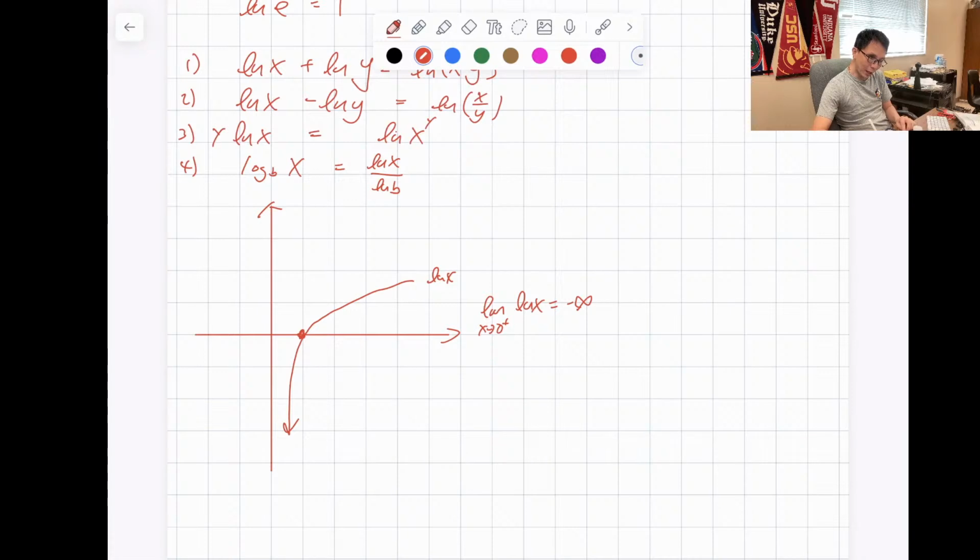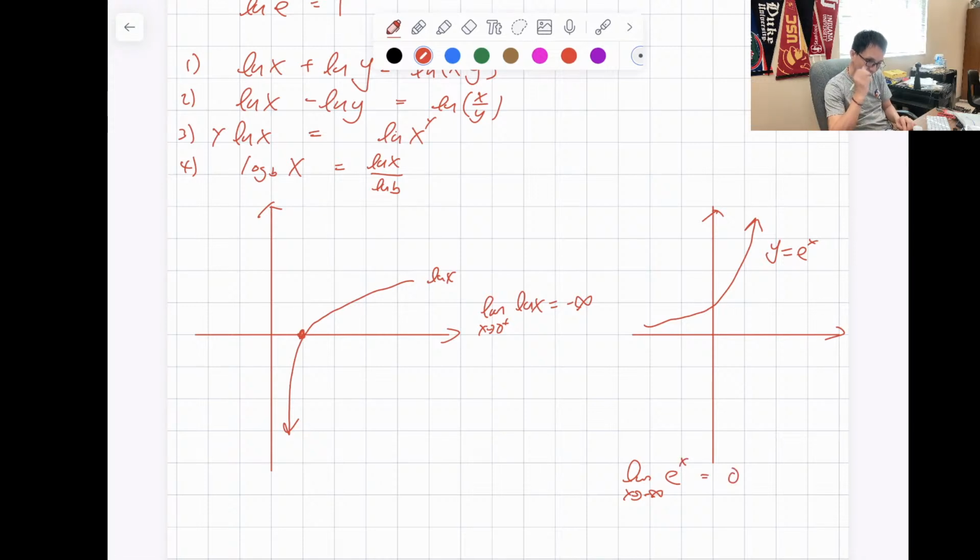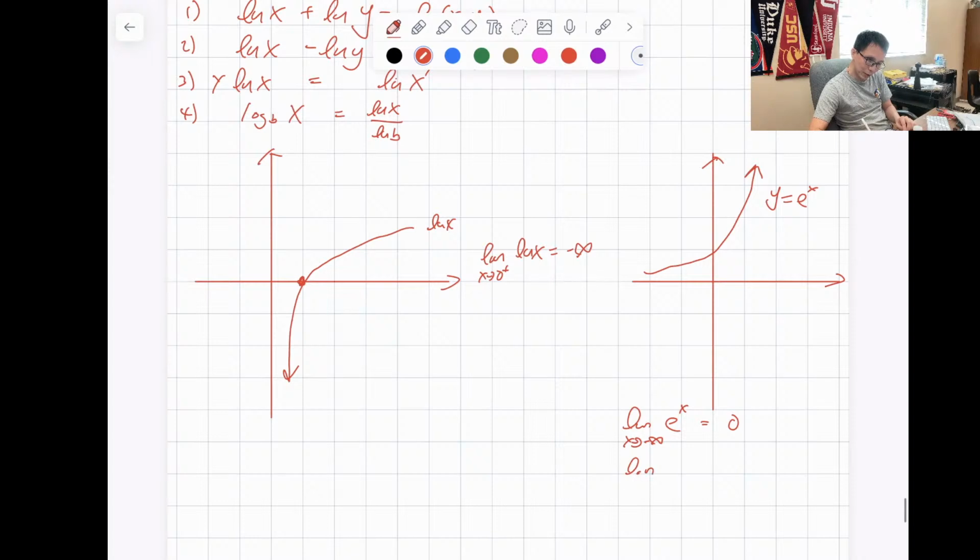Now the e to the x graph you guys are going to use later, but it's going to happen a lot in BC. So e to the x is going to be like this. What happens when the limit as x approaches negative infinity of e to the x? 0. And the limit as x approaches infinity of e to the x is what? Infinity. So you can tell from the graph. Those are the old things that you need to know.